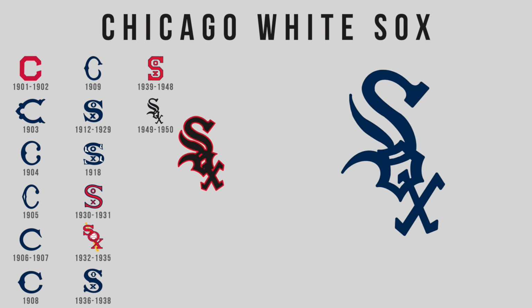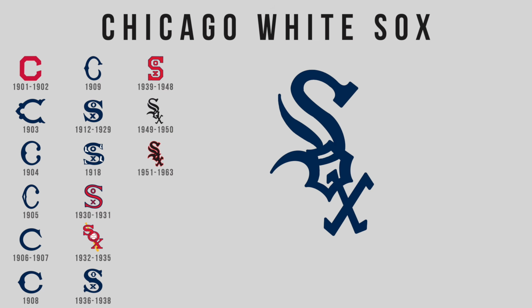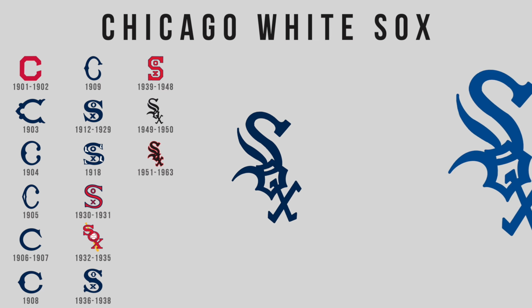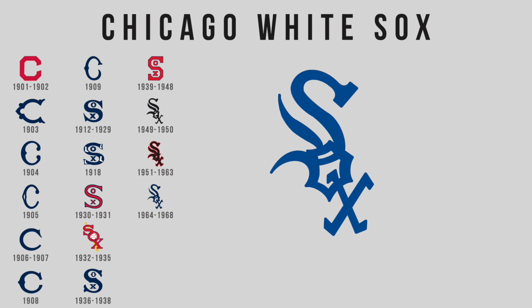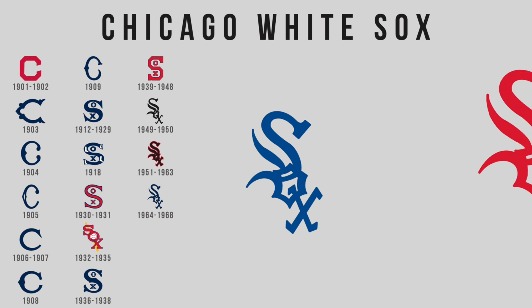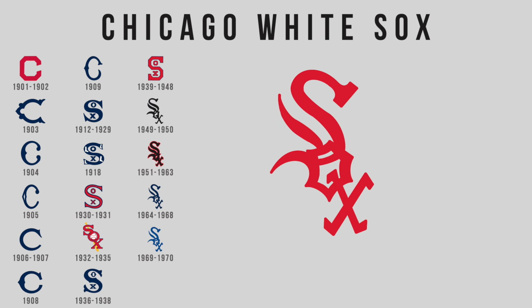Then in 1964, the colors were changed to a navy blue. This font became a thinner design than the previous logo, helping a bit with the legibility. For the 1969 and 70 seasons, the color was updated to be more of a royal blue. Then finally, in 1971, the color was changed again to red. Now we can go on to the official team logos.